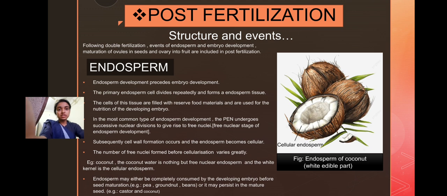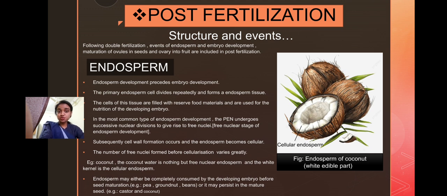Now, post-fertilization. It is the last stage of sexual reproduction. Following double fertilization, events of endosperm and embryo development, maturation of ovules into seeds, and ovary into fruit are included in post-fertilization. So, first, endosperm. Endosperm development precedes embryo development. The primary endosperm cell divides repeatedly and forms endosperm tissue.